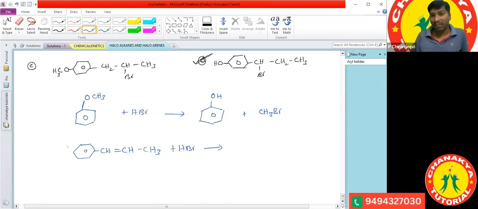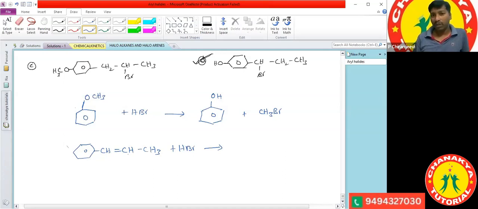One statement I had given there. So benzyl carbon is more reactive than allyl. Allyl is more reactive than tertiary. Tertiary is more reactive than secondary. Secondary is more reactive than primary. Now you got the clarity. Still, does anyone have a doubt in that one?